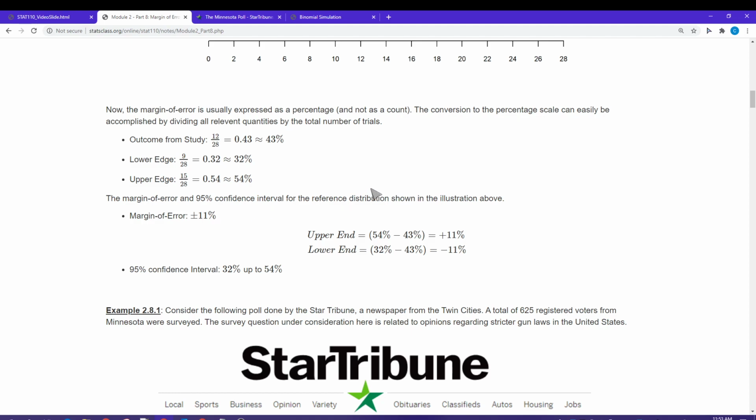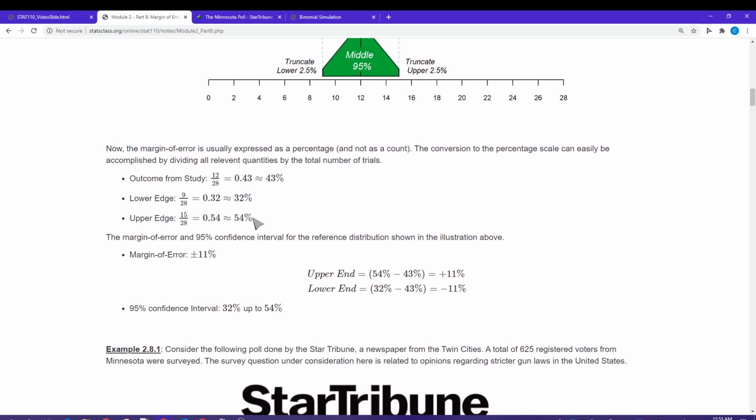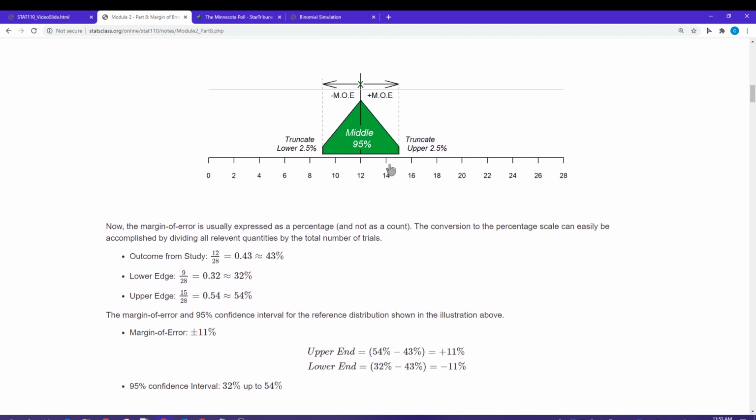The confidence interval is from one edge, or the lower endpoint of the distribution, clear up through the upper endpoint of the distribution. So in this example here, the confidence interval is going to go from 32% up to 54%. And again, this is going to represent a likely range for the parameter value of interest.